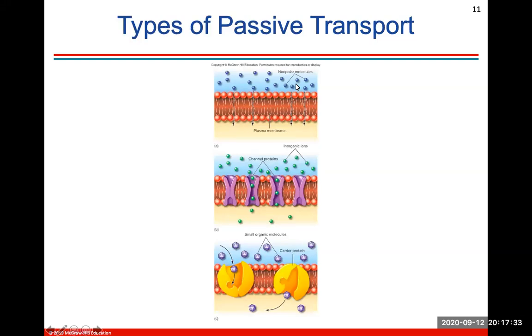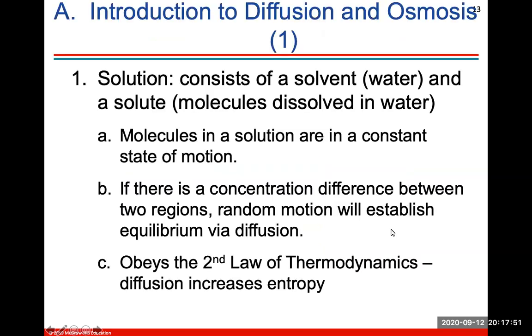These non-polar molecules are able to simply diffuse through the membrane. Inorganic ions and other large substances might need the help of channel or carrier proteins to get them through. And here are small organic molecules using a carrier protein to get through the membrane. Diffusion and osmosis. So some of this will hopefully be a review of what we went over in lab.